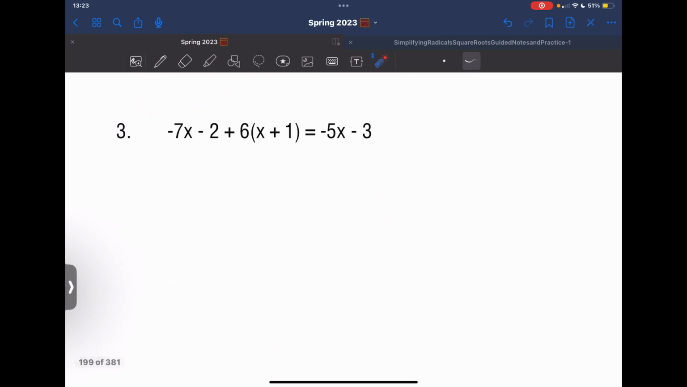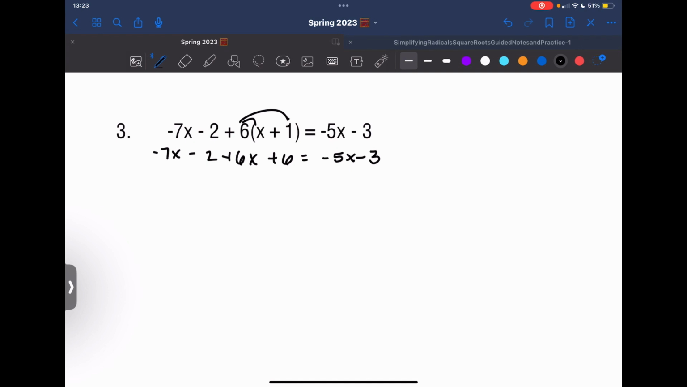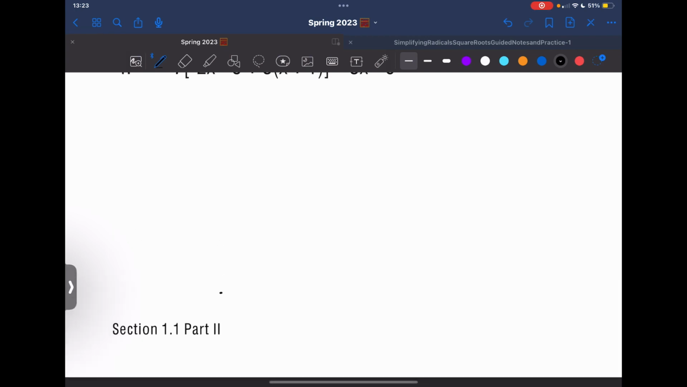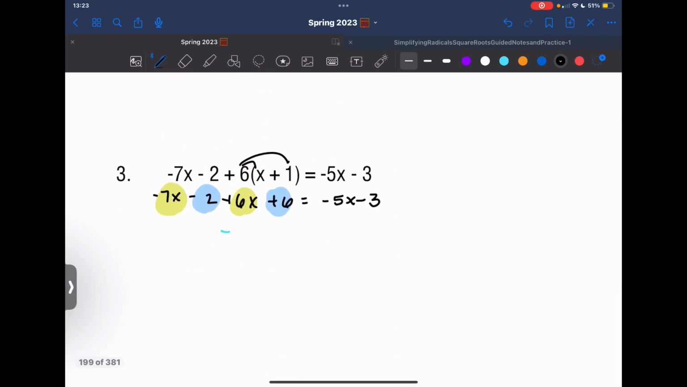Number 3, you're going to distribute. Negative 7x minus 2 plus 6x plus 6 equals negative 5x minus 3. You're going to gather like terms on the left-hand side. Negative x plus 4 equals negative 5x minus 3.